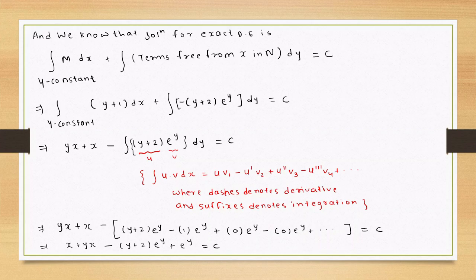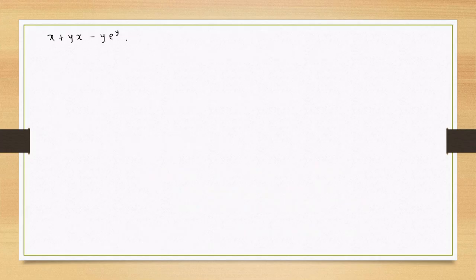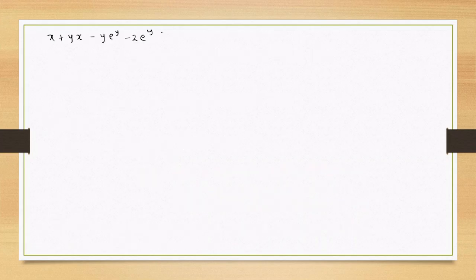Now, this is equal to x plus yx minus y e raised to y minus 2 e raised to y plus e raised to y plus e raised to y is equal to some constant c.